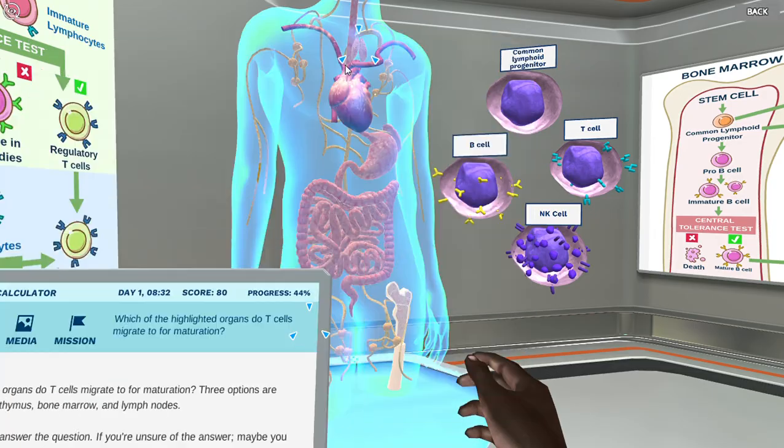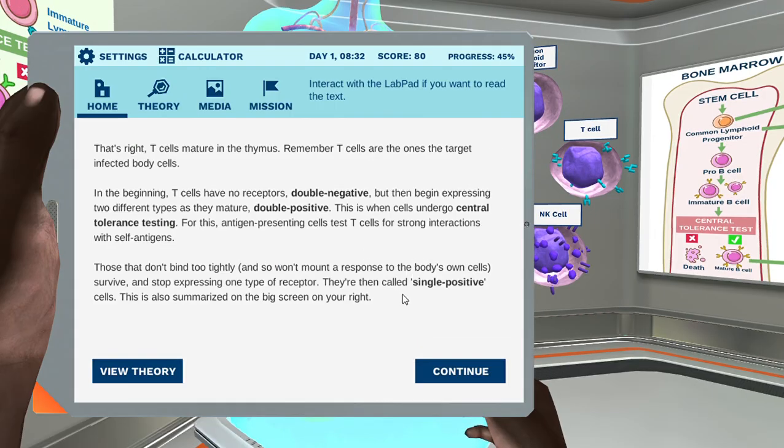This isn't the correct one. That's right. T cells mature in the thymus. Remember, T cells are the ones that target infected body cells. In the beginning, T cells have no receptors, double negative, but then begin expressing 2 different types as they mature, double positive.